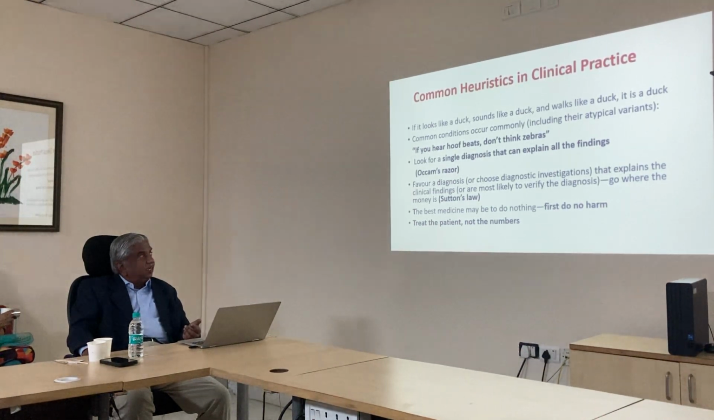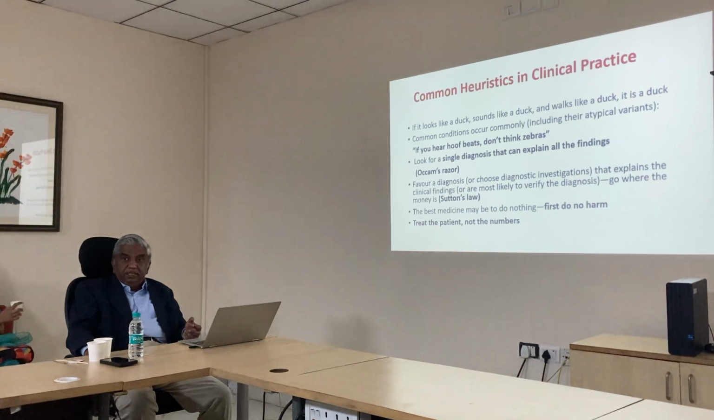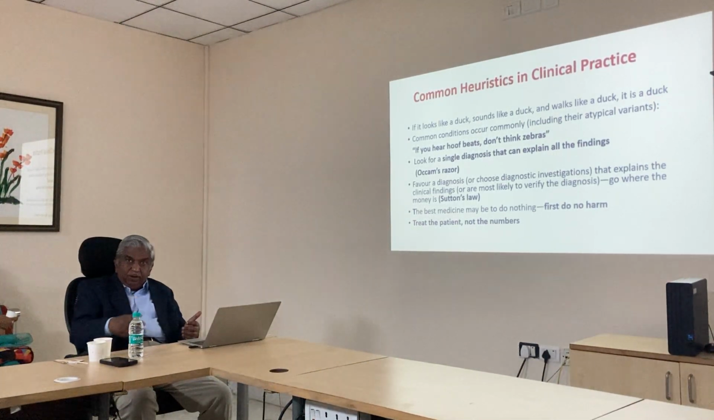Common conditions occur commonly, including their atypical variants. If you hear hoofbeats, don't think zebras, think of horses. Look for a single diagnosis that can explain all the findings. This is what is called Occam's razor, which I showed you earlier. And most of the time we follow Occam's razor whenever we analyze any clinical problem. I will subsequently illustrate with examples.